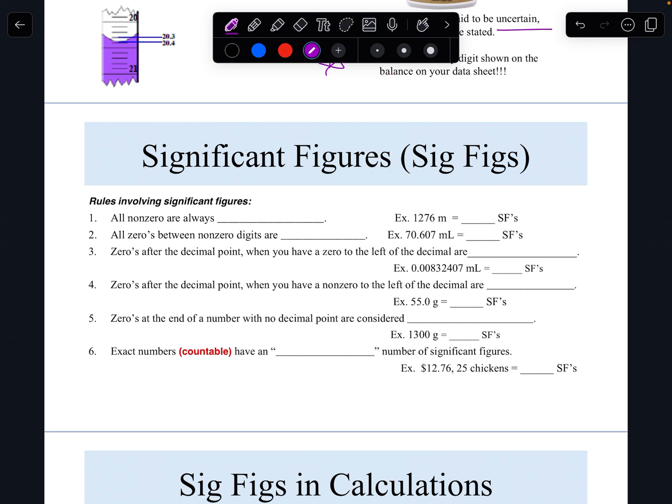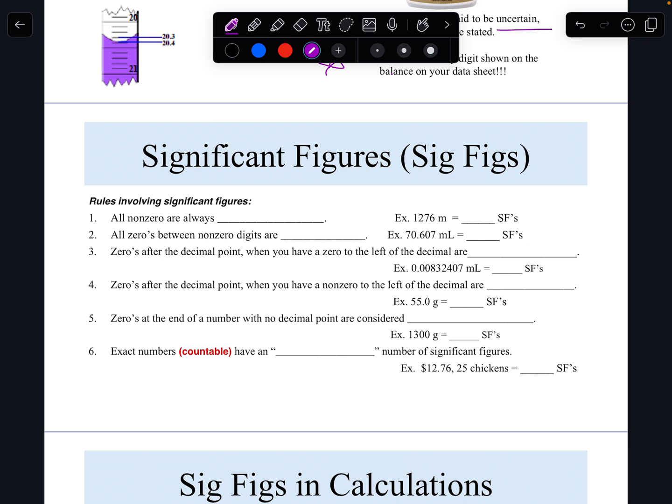All right, the next topic here is significant figures. This gets a little bit confusing, so please don't hesitate to look at other YouTube videos that I have linked in the same folder to help explain significant figures. So let's go over the rules that will need to be memorized.